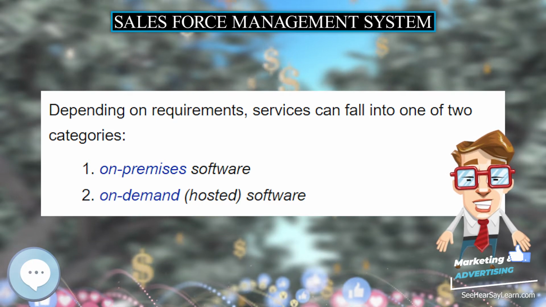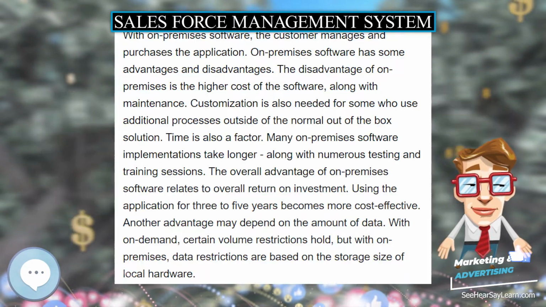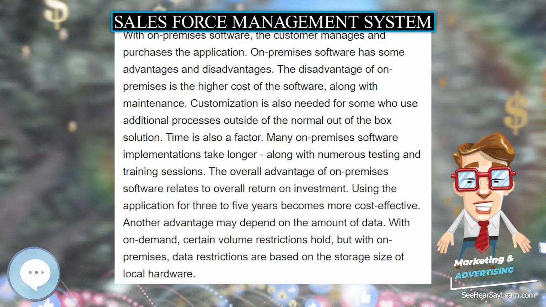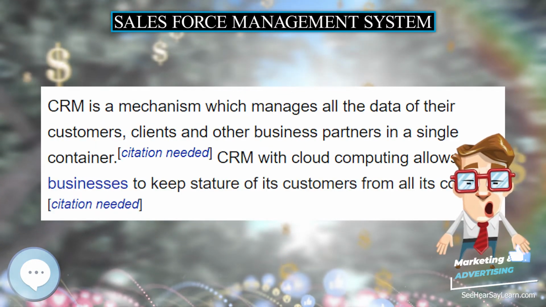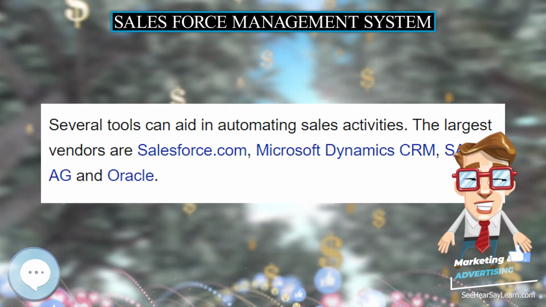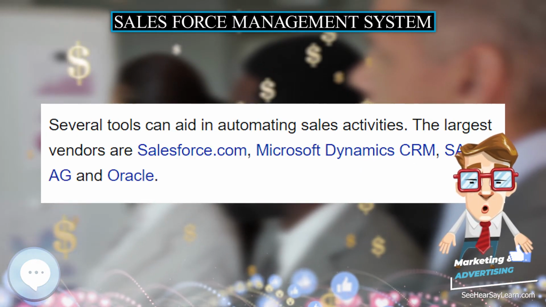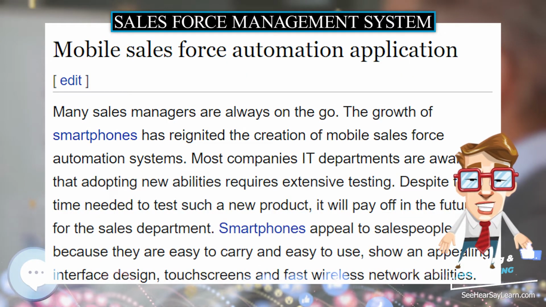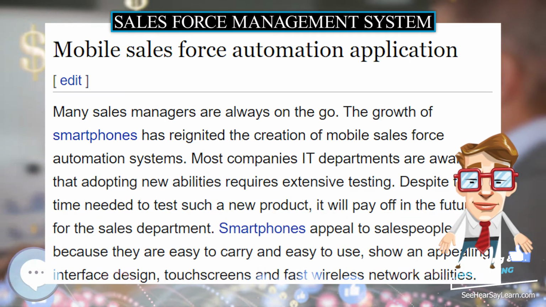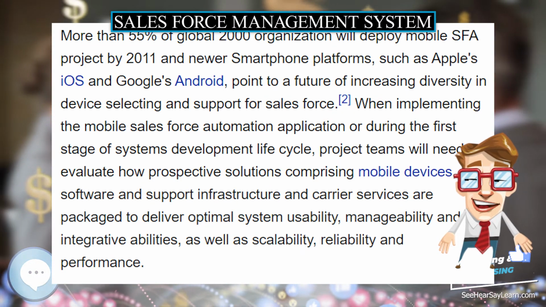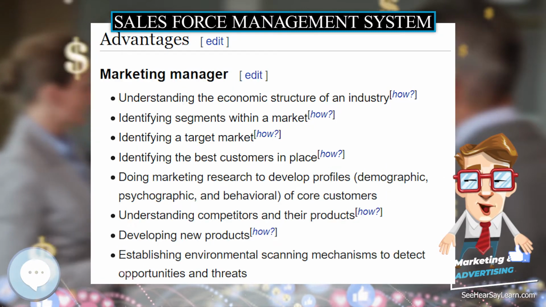Components of Salesforce automation systems. Salesforce automation systems vary in their capabilities. They can vary depending on what information an organization needs. The application also has implications based on an organization's size, organization roll-up, demand of new system, sales processes, and number of users. Depending on requirements, services can fall into one of two categories.